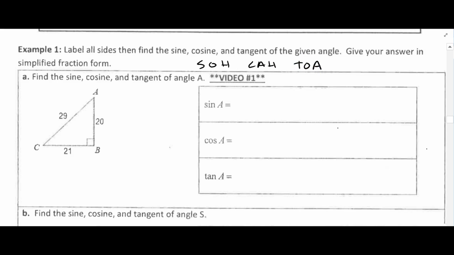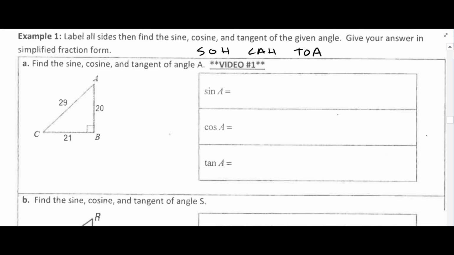Okay, and then I can see, oh, my sine is opposite over hypotenuse, my cosine is adjacent over hypotenuse, and my tangent is opposite over adjacent. So let's see how we use this. We want to find the sine, cosine, and tangent of angle A. Now this is probably the most important part here, because we need to know whether we're standing at A or C, because our ratios are going to change depending on which acute angle we're standing at.